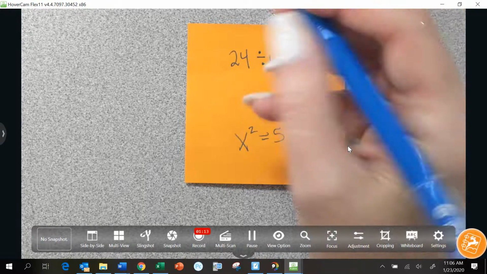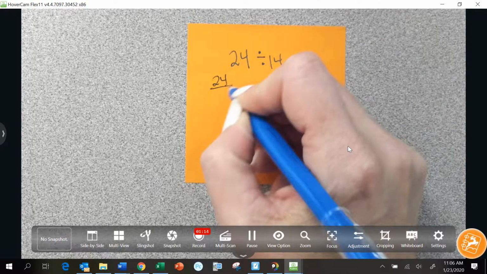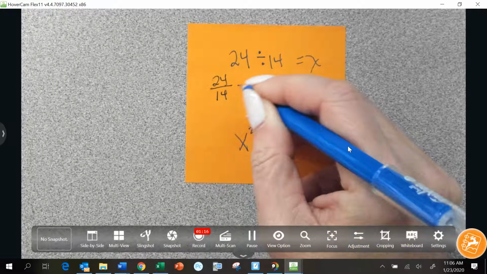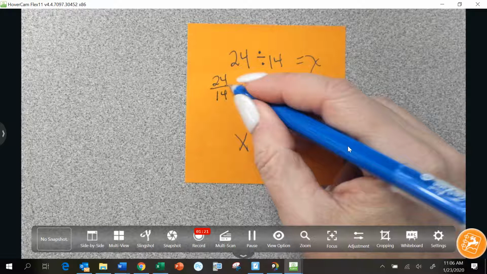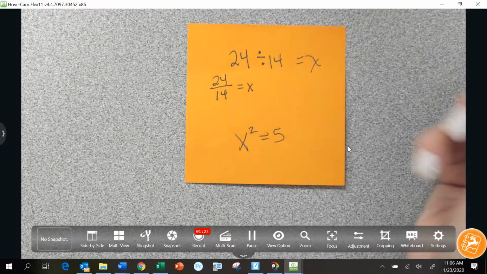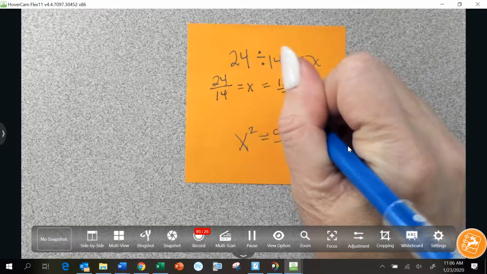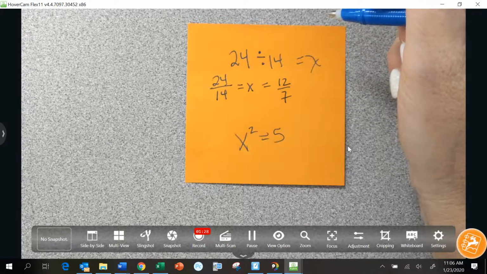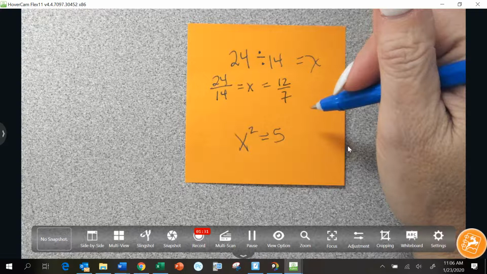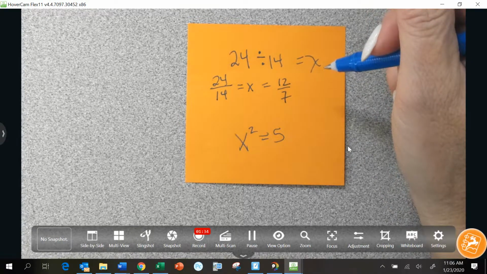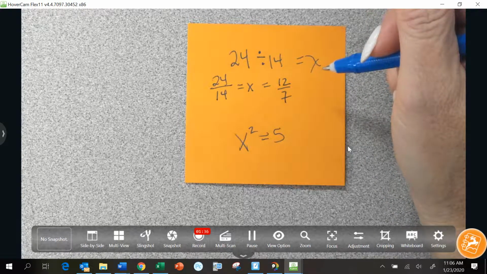Like a fraction. So that's what I would do. I do 24 over 14, and then I reduce that. What number am I going to factor out of 24 and 14? 2. So I've got 12 over 7. So let me ask again, am I going to type that in my calculator? What's your calculator going to tell you? It's going to tell me the decimal.